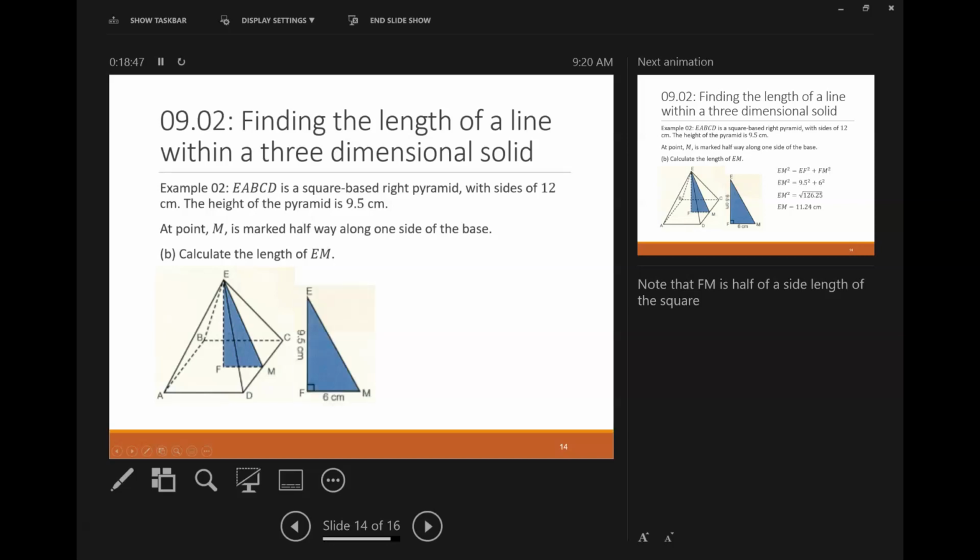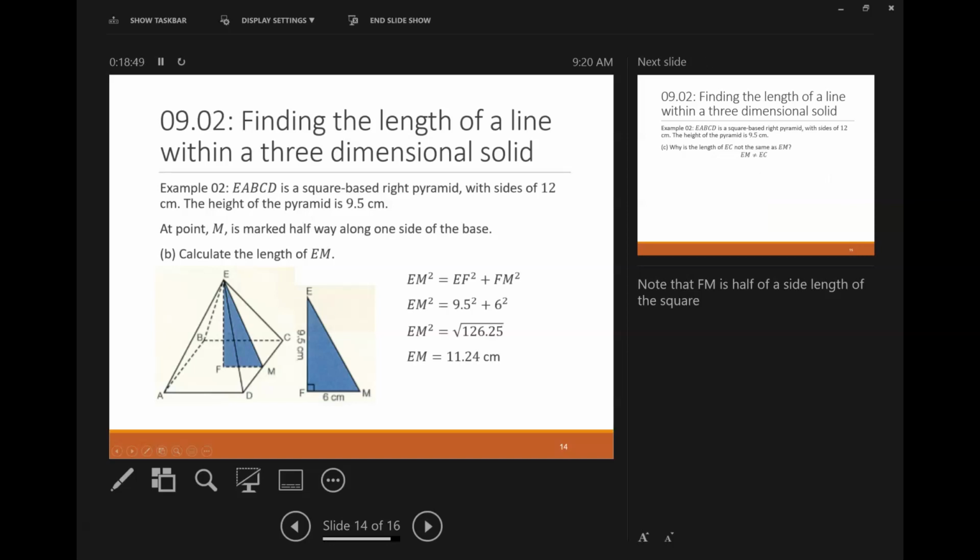So here's our calculation triangle. We use the Pythagorean theorem and we get 11.24. Notice that this is not the same answer as we got for EC.